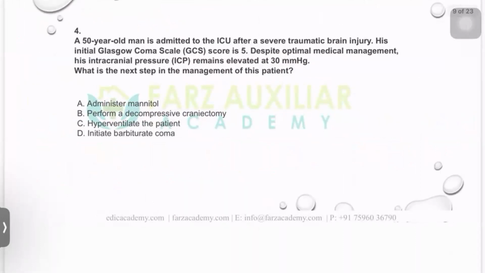Next question. A 50-year-old man is admitted to ICU after severe traumatic brain injury. Initial GCS 5. Despite management, this patient's ICP remains elevated at 30. What is the next management? Severe traumatic brain injury, ICP is elevated. I would prefer a decompressive craniotomy to be done. Yes, this doesn't need an explanation. ICP is elevated, traumatic injury, brain is edematous. All you need to do is just lift off the skull.